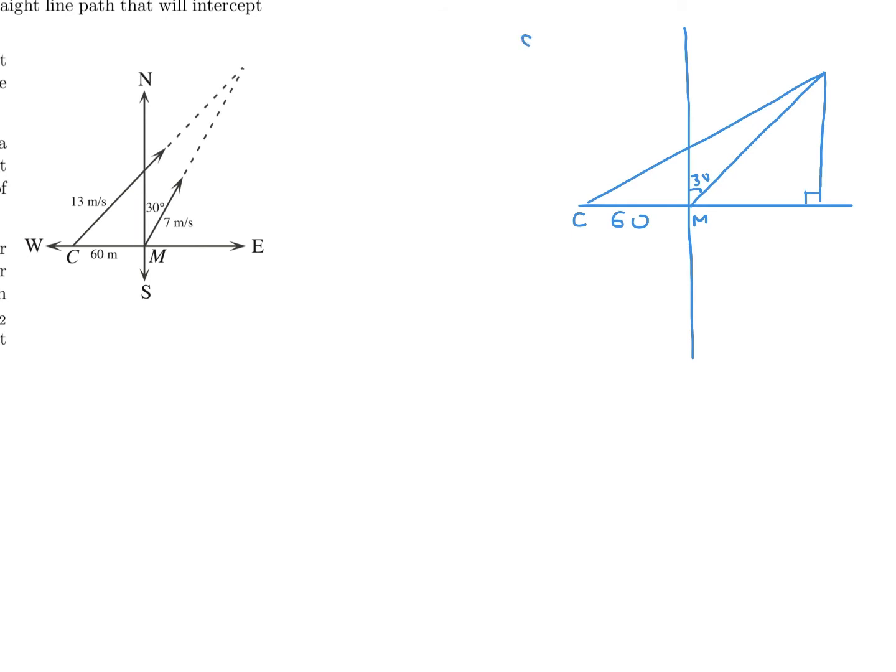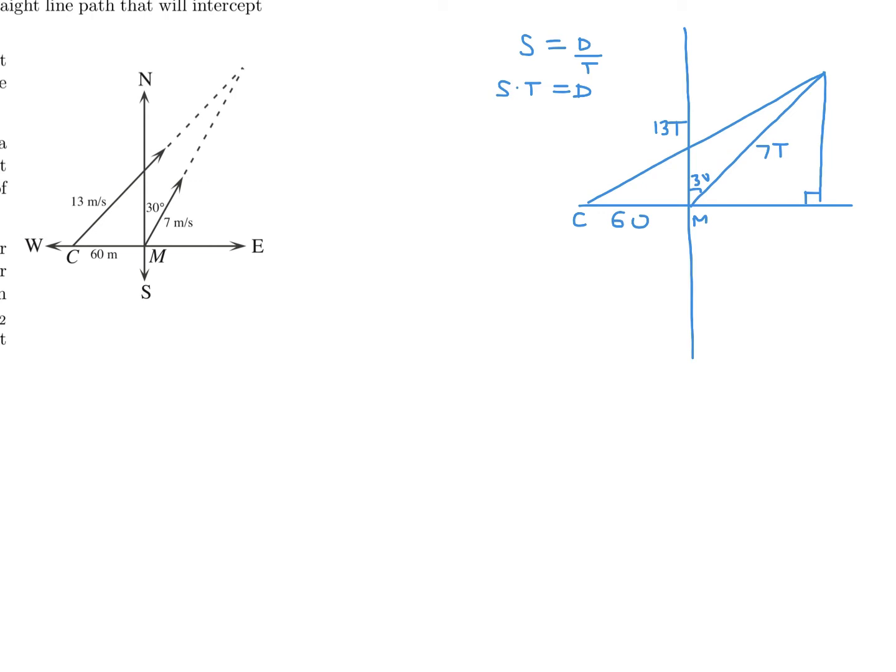Okay, so speed is equal to distance over time. That's a very important formula. So distance is equal to speed times time. So since this speed is 13, the distance will be 13 times t. So if I'm labeling that distance, it'll be 13t. And similarly, since this speed is 7, that's the speed of the mouse, this distance from here to here will be 7t, like that.